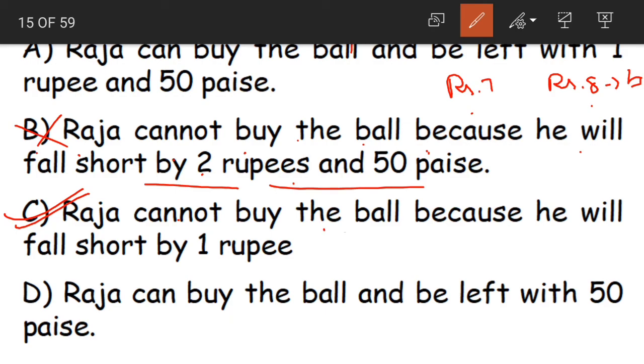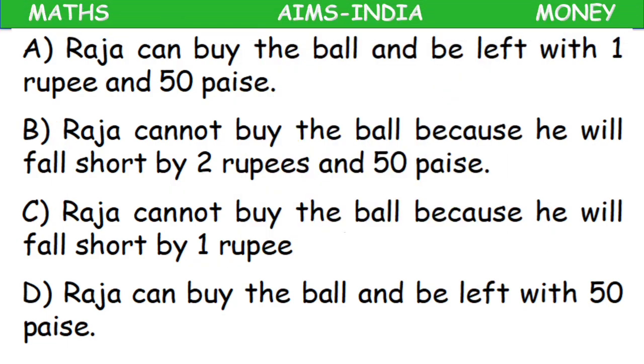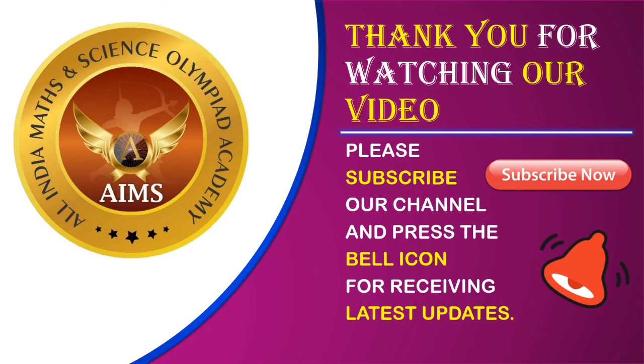Why? Because see, the cost of ball is more than the amount that he has. He cannot pay for it and he will fall short by 1 rupee. Option C becomes our correct answer. As understood children? And with this we've come to the end of today's class. We have discussed a few previous year questions from the chapter money, right? We will discuss few more in the coming class.